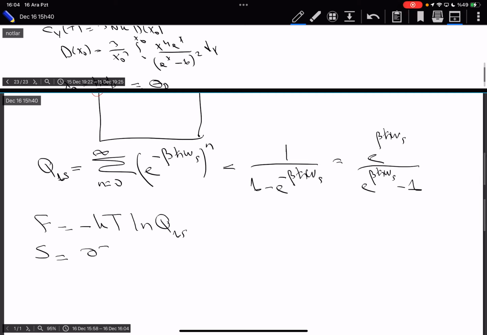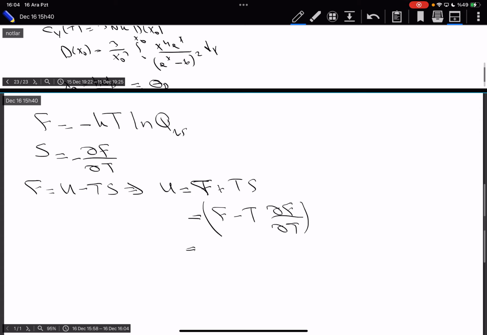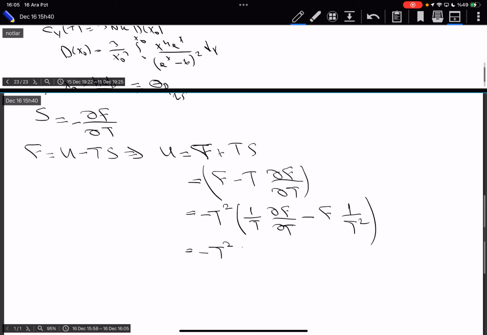Entropy is minus dF by dT. The free energy is U minus TS, or U is equal to F plus TS, which is F minus T dF by dT, which is minus T squared del by del T of F over T. This is the energy of the system.